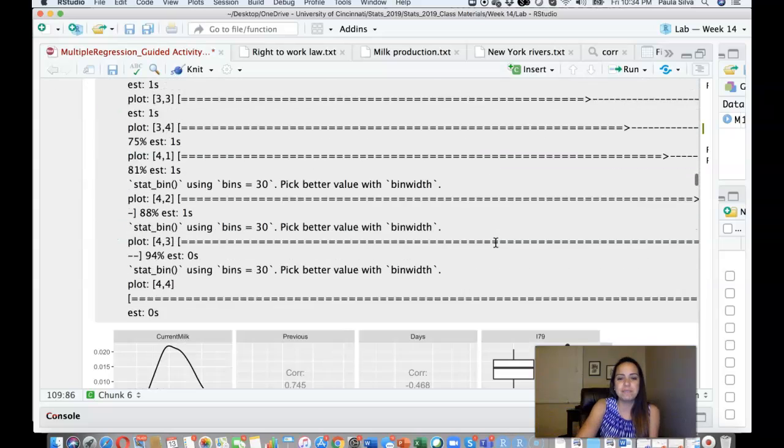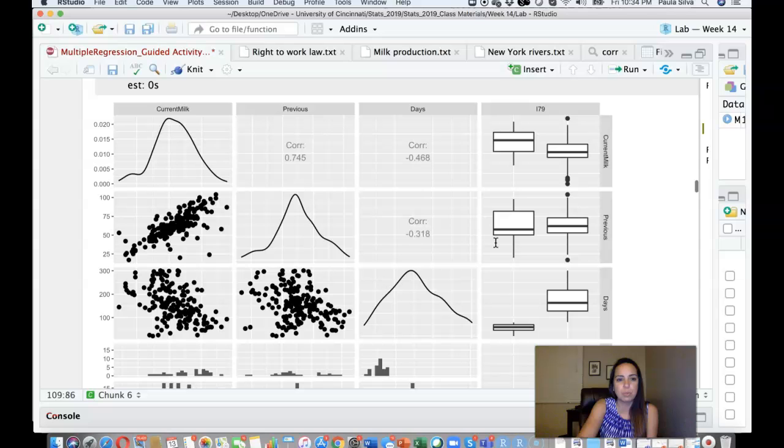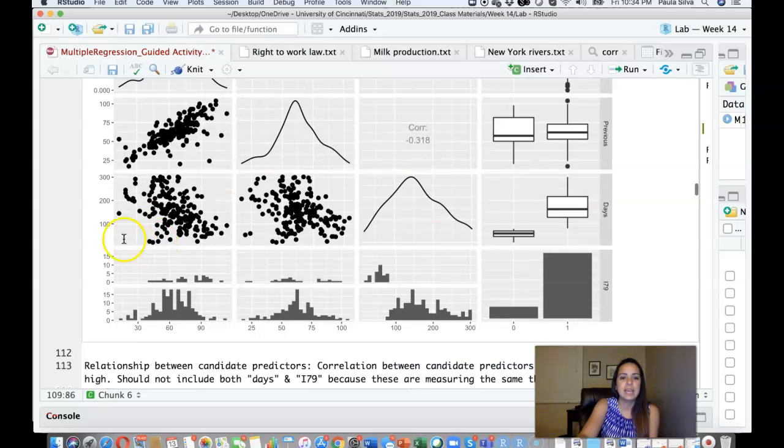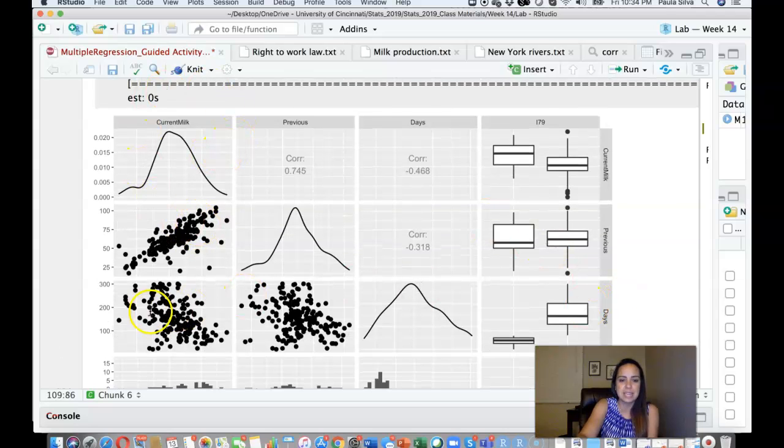There you have it. We can ignore this first part, so now it's more compact, only with the variables that we want. We can see current milk production very nice here relating to previous milk production. And we are seeing this negative relationship between current milk production and days.